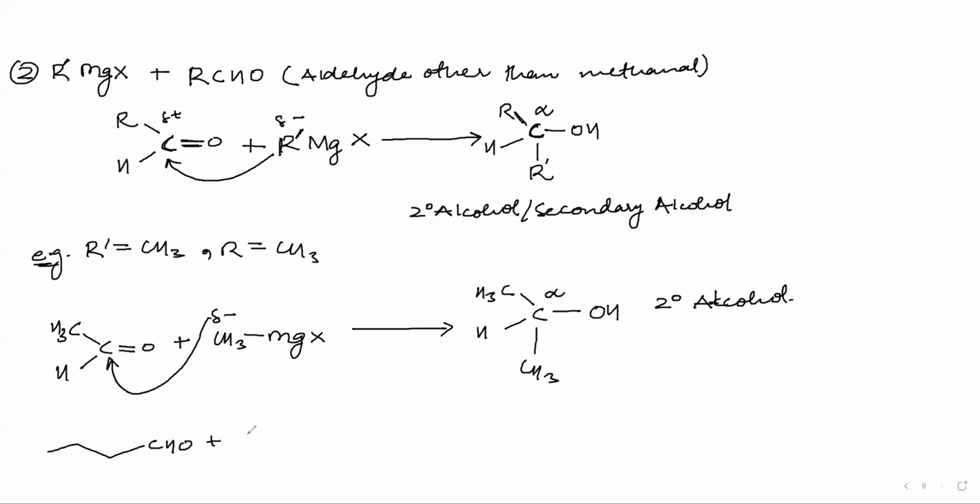CHO plus. Let us take again CH3MgX, or you can take any kind of MgX. Okay, let us take like this. You will be getting a product like this: CH2OH, and this carbon will be attached to this carbon like this. Got this? 2-degree alcohol.